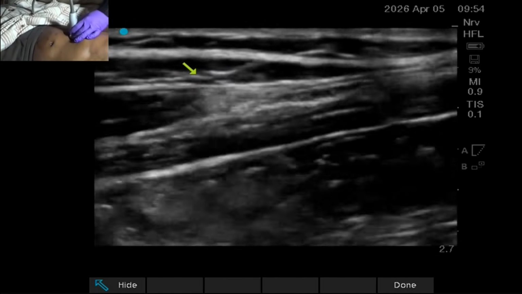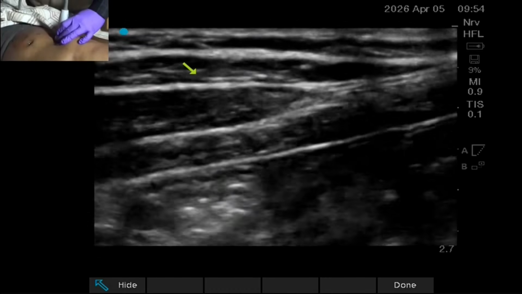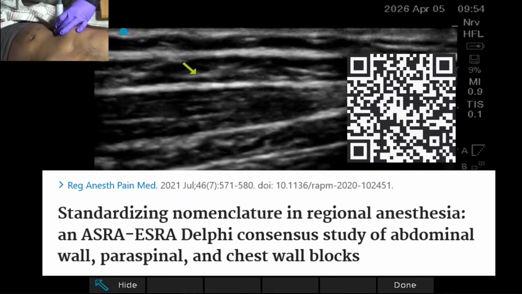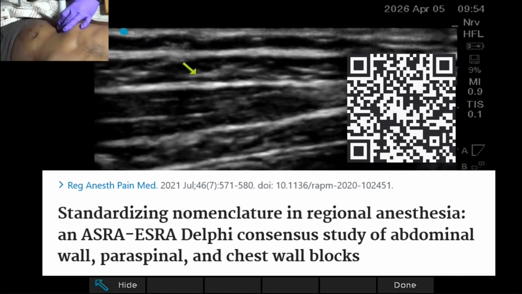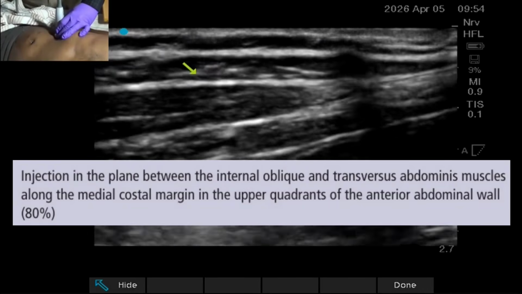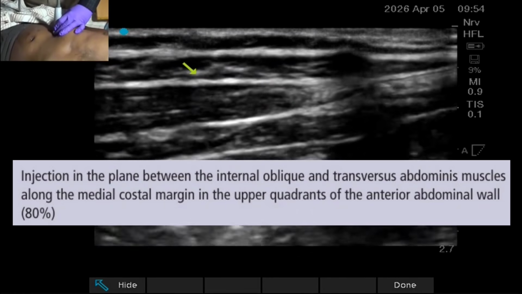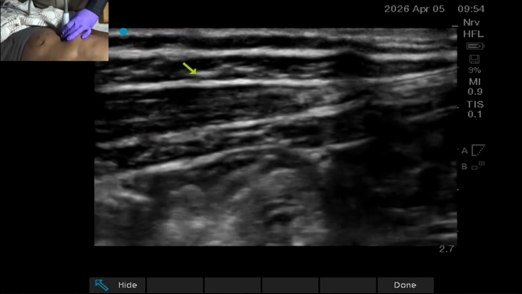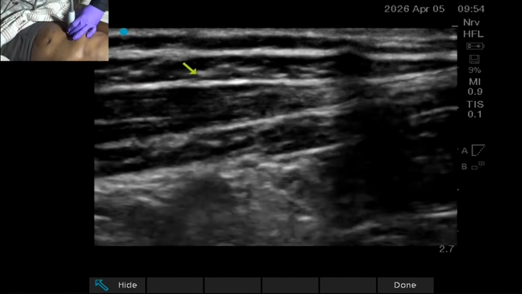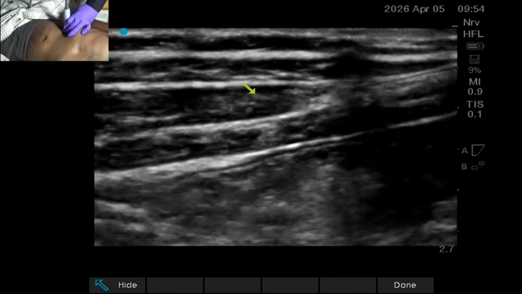Okay. So where will we perform the subcostal TAP block? In which plane? No, that is wrong. Now, I have just shared the Delphi consensus of the abdominal or truncal blocks; everybody open it. According to the new terminology, we will perform it between the internal oblique fascia and the transversus abdominis muscle. So wherever in the body you are performing a TAP block, make sure that you are performing it between the internal oblique fascia and the transversus abdominis muscle. Okay, so we will perform it here.